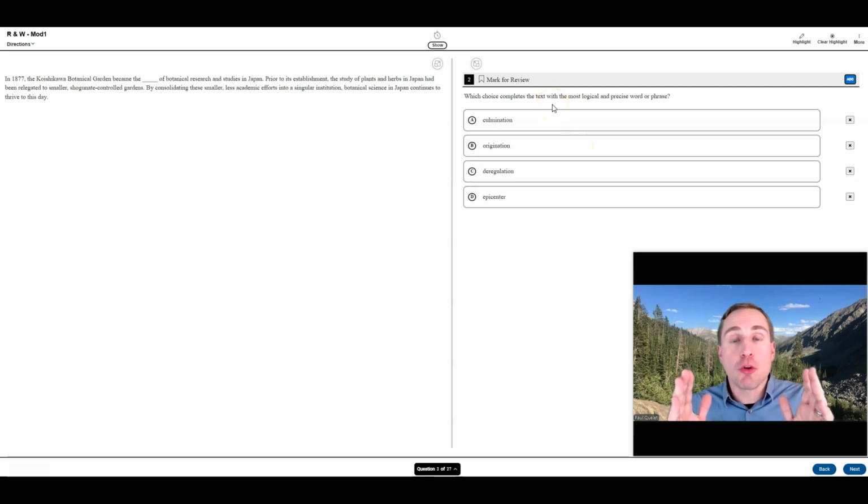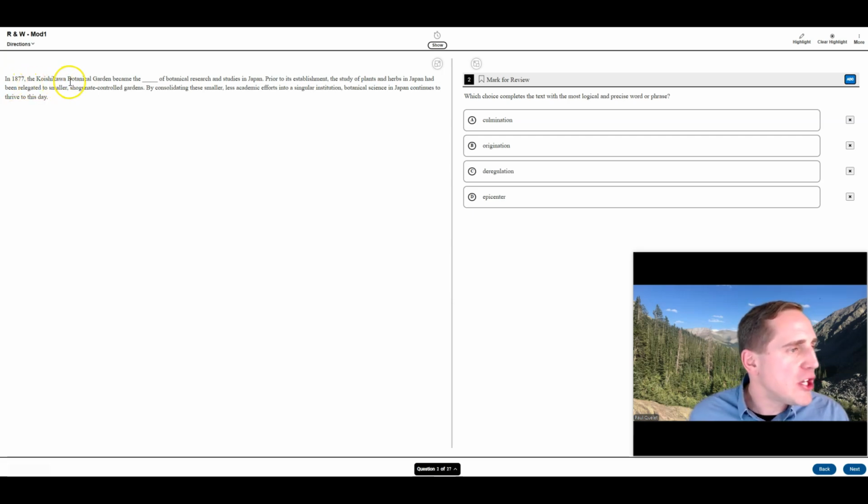Okay, most logical, precise word or phrase. This is, once again, like vocabulary, but let's predict what goes in this blank. Culmination, origination, deregulation, or epicenter. In 1877, the Koshikawa Botanical Garden became the blank of botanical research and studies in Japan.